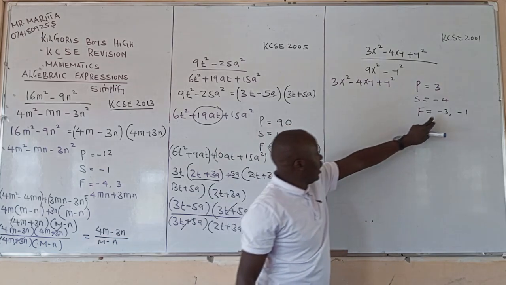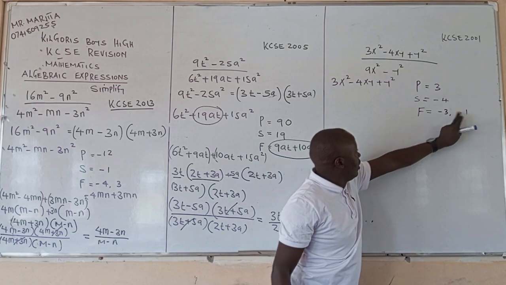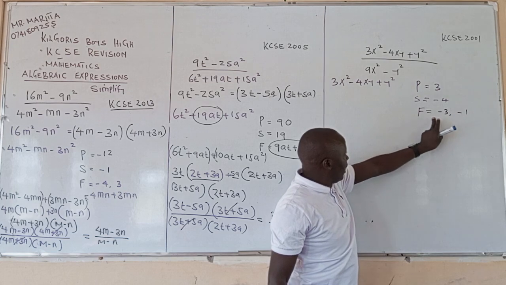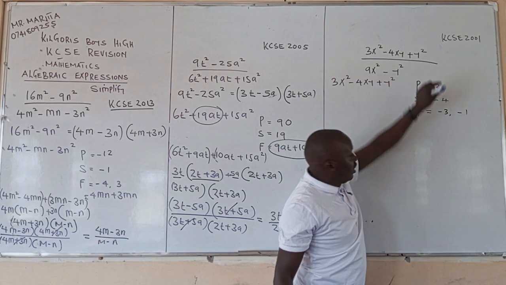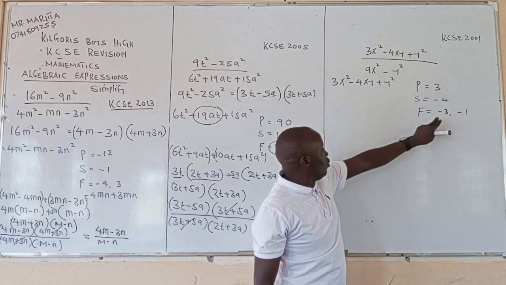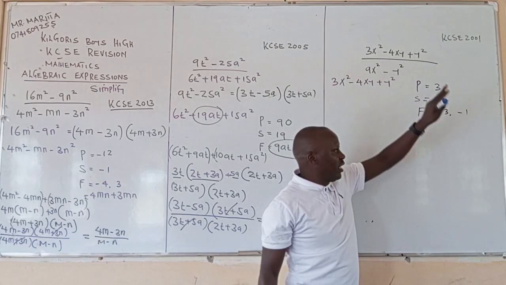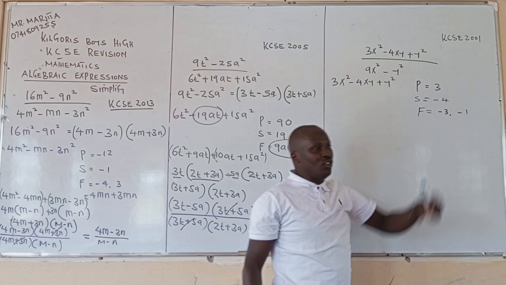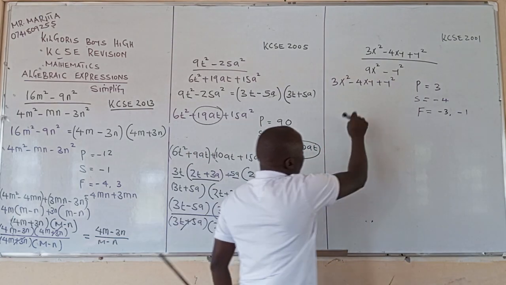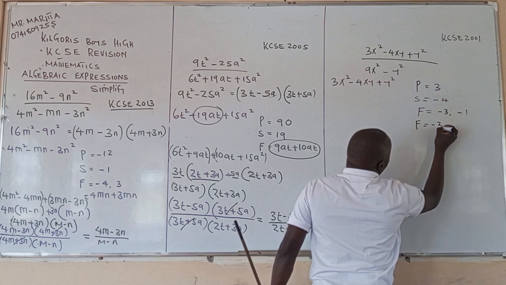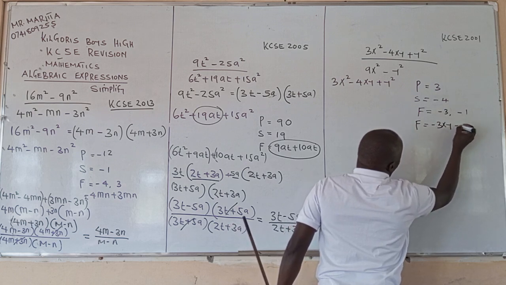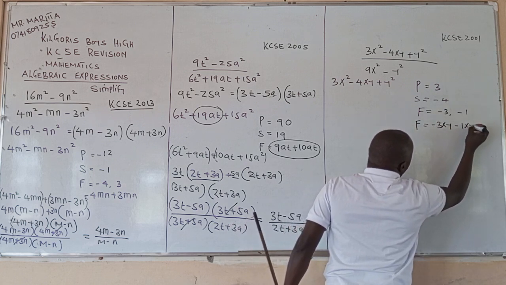If you take -3 times -1, a negative and a negative is a positive, so you will get +3. And if you find the sum, you will have -3 plus -1. The answer is -4. So our factors here are -3xy and -1xy.